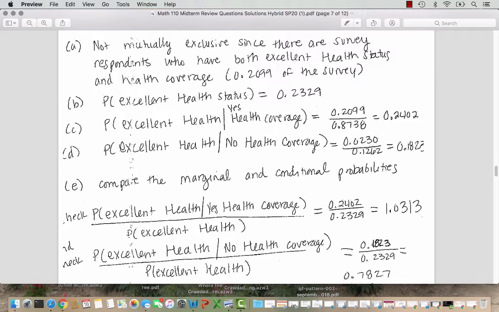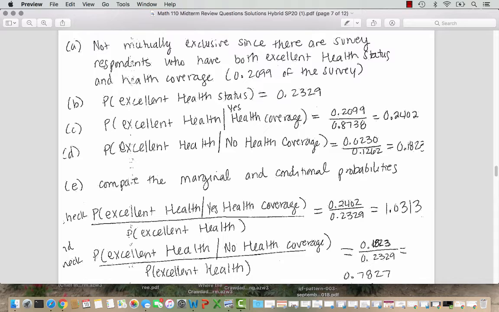I'm going to check the probability somebody has excellent health given, yes, they have health coverage, and divide that by the probability they have excellent health. When I do that, those values are actually pretty close, the 0.2402 and the 0.2329. That's 1.0313. That's within our 0.95 to 1.05 range. So I might think that everything's okay there.